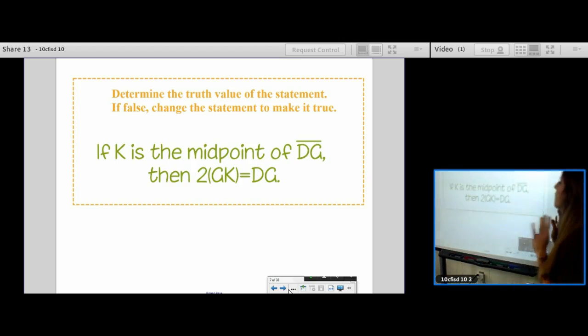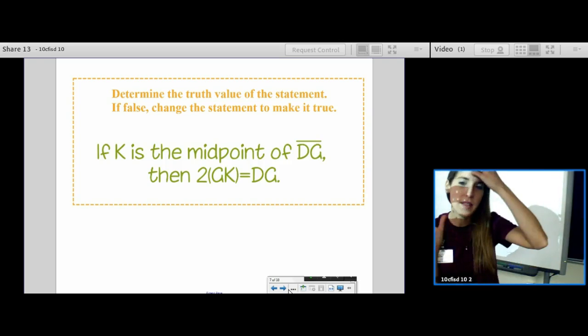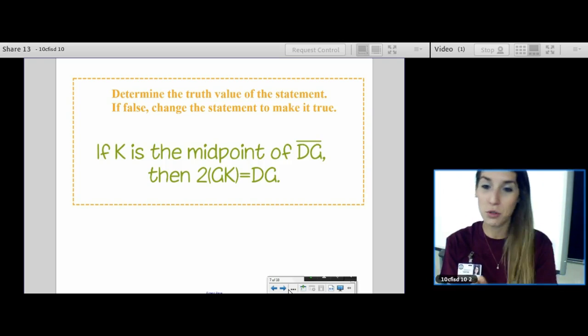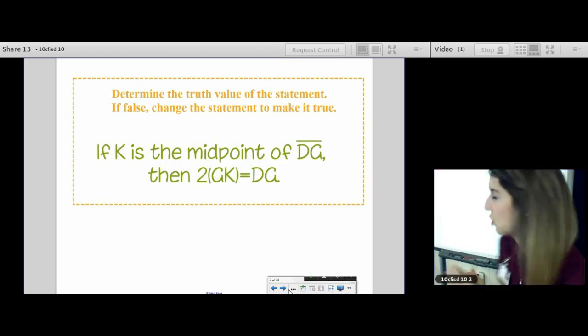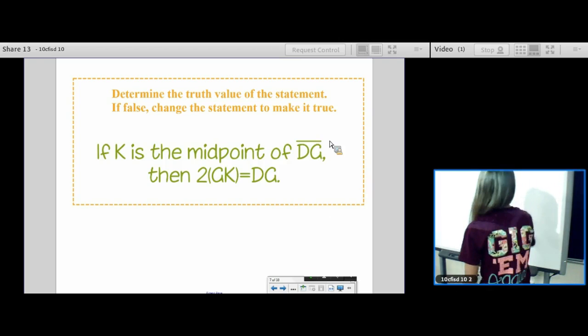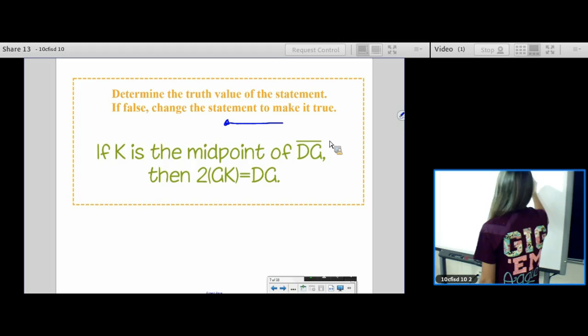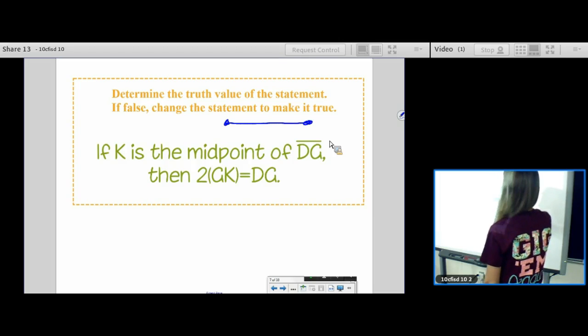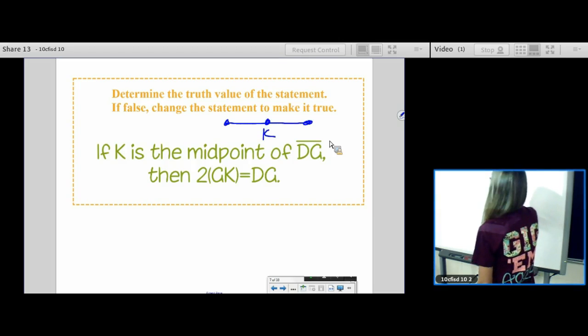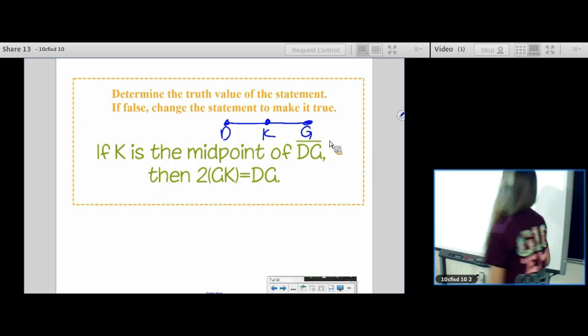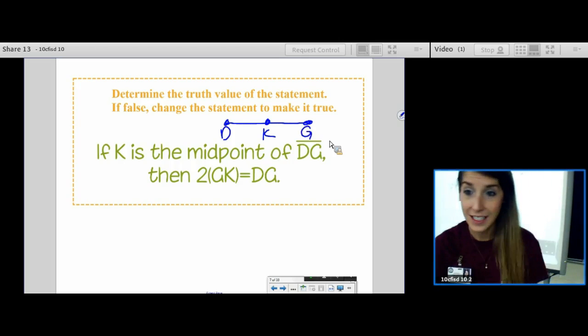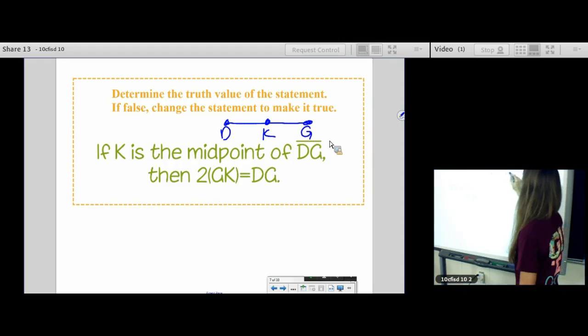Awesome job. So you wrote the sentence down in your notes, and you determined that the truth value was true. The validity is true, right? And hopefully you drew a picture. Let's draw a picture to give us some insight into midpoint. If K is the midpoint of DG, then 2 times GK equals DG.